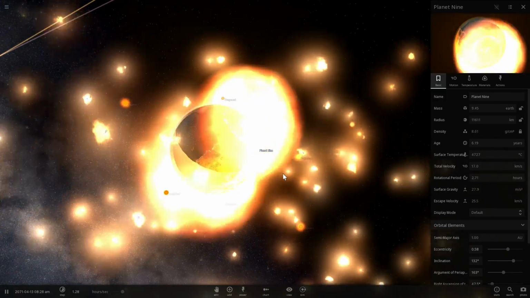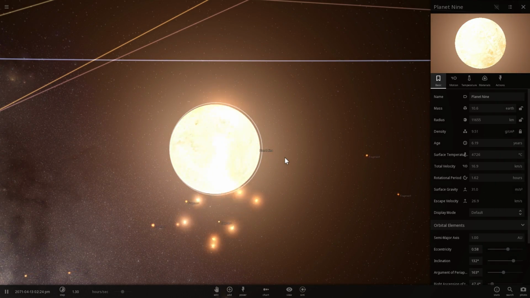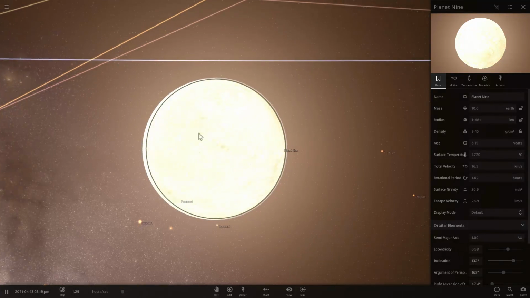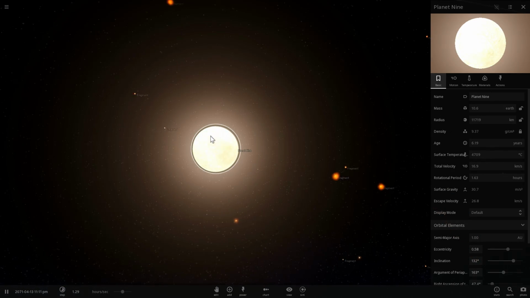And there you go. This is what would happen if Earth collided with Planet 9 or Planet 9 came for a visit and decided to collide with Earth. Obviously, complete and total destruction.